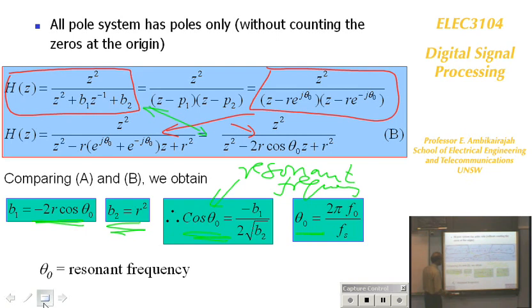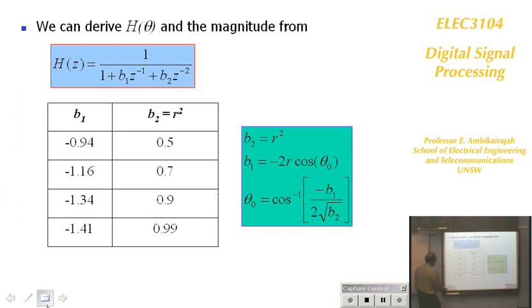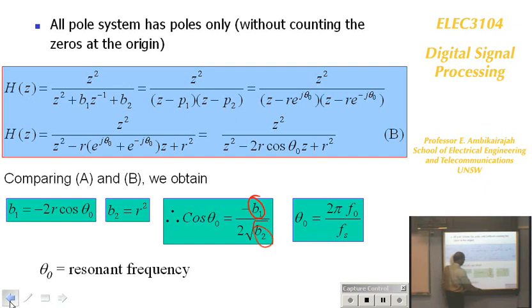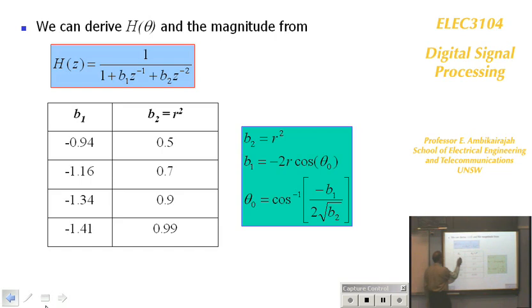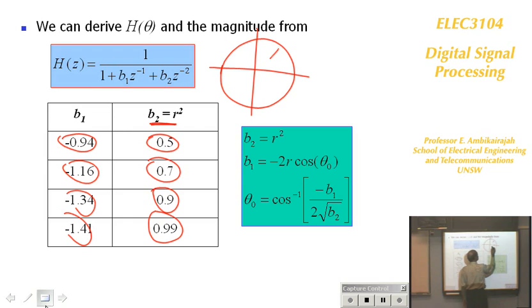So let's look at the graph, and I'm going to vary the value of B, like B1 and B2, and I'm going to plot a graph for you. So I'm changing B1, which is that. B2 is R squared. I've got that. R is that. I mean, R means how far your poles are. That's your R. And you cannot be outside the unit circle. It has to be inside.